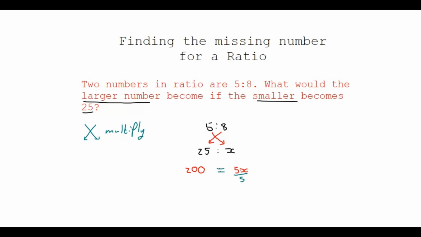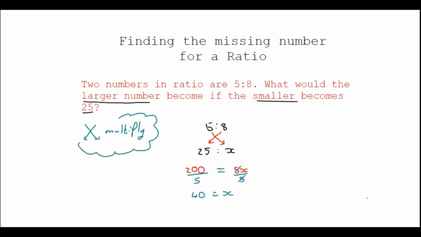And what you do on the right, you have to do on the left. So we divide both sides by 5. So 200 divided by 5 is 40. And yeah, this over here is x because the 5 and the 5 become 1. And there you go, that's it. So if they ask you to find a missing number, just write the ratios under each other and cross multiply.